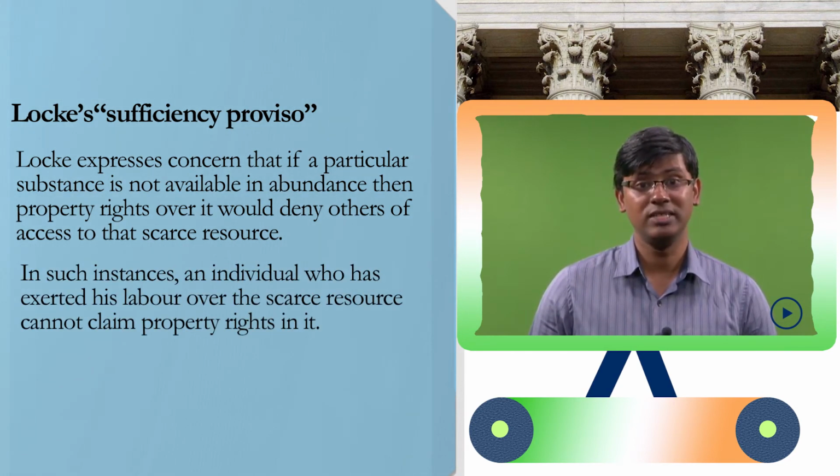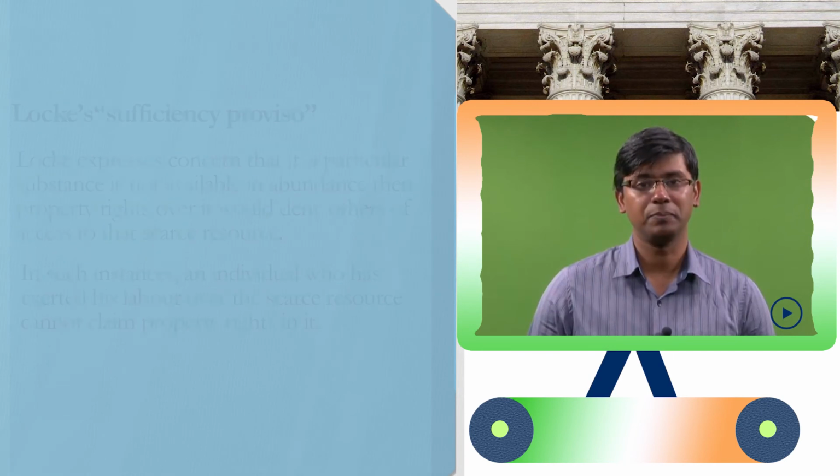In such instances, an individual who has exerted his labor over the scarce resource cannot claim property rights in it. Thus, Locke would have an objection if natural phenomena or natural resources like genes are monopolized, even if an individual has exerted labor to identify or discover their existence, as it would prevent others from using it for a certain period of time. But Locke's labor theory is not without its criticism.